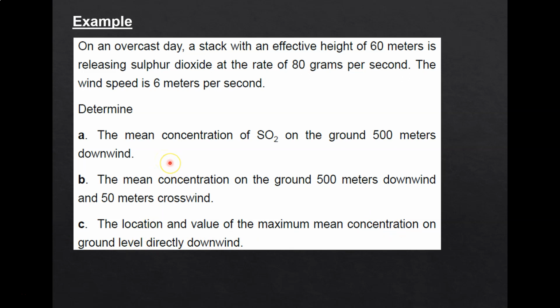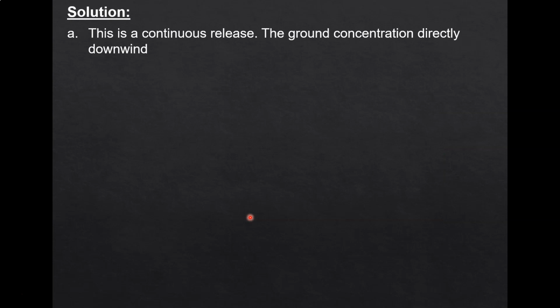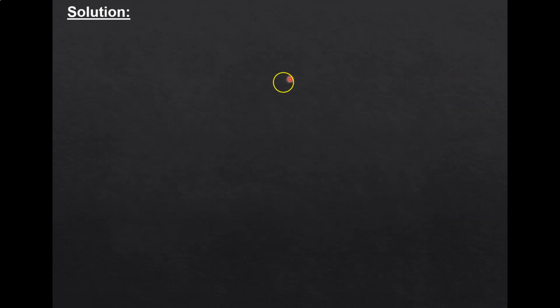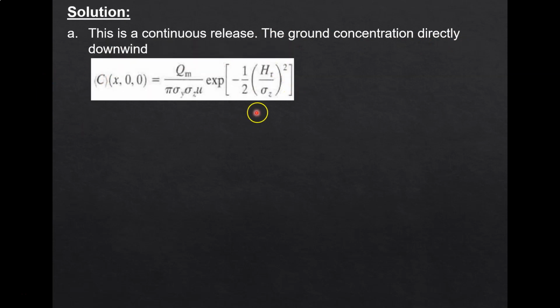A, B, and C are on the ground. So we look for the solution, how we can determine all the needed equations. This is a continuous release: a stack with 80 meters height is releasing sulfur at the rate of 80 grams per second. The ground concentration directly downwind, so we use the equation.